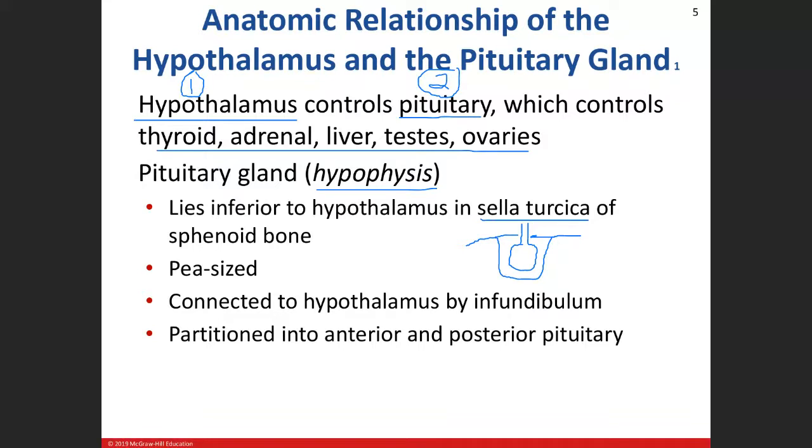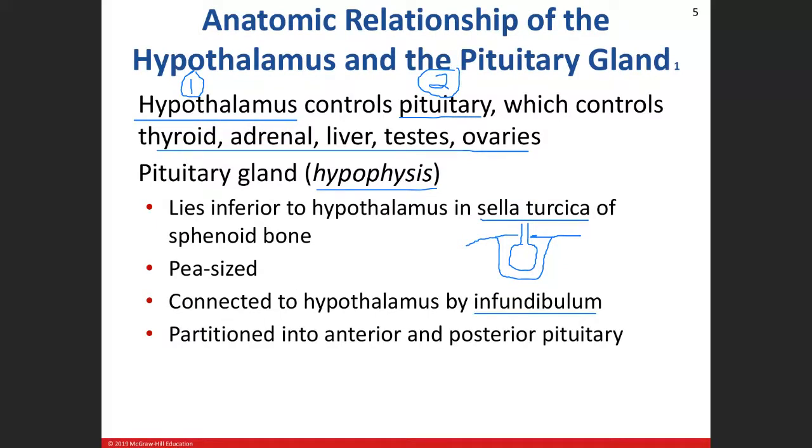So all this is located in the sphenoid bone, okay? Keep in mind, the pituitary gland is directly connected to the hypothalamus through the infundibulum. Its nickname is also the pituitary stalk. I'll show you a picture here in a second. We've divided our pituitary gland into two sections, a front and a back: the anterior pituitary and the posterior pituitary.